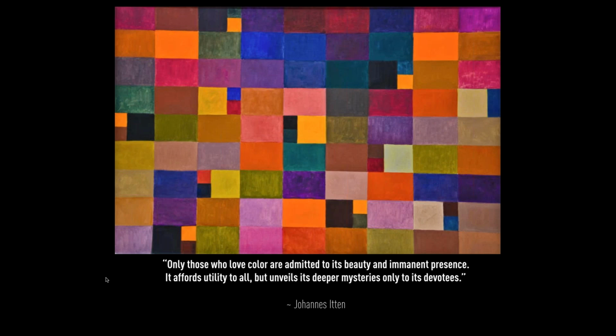Only those who love color are admitted to its beauty and immanent presence. It affords utility to all, but unveils its deeper mysteries only to its devotees. So Johannes Itten, he was part of the Bauhaus. This is one of his paintings. He clearly loved color. And what's he saying here? He says color affords utility to all. Can you break that down? What do you think that means? Anna, since you're the only one here.